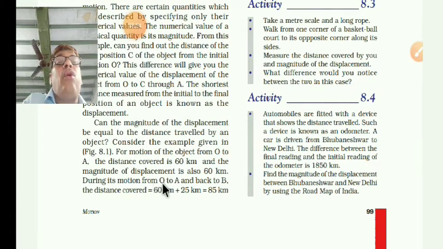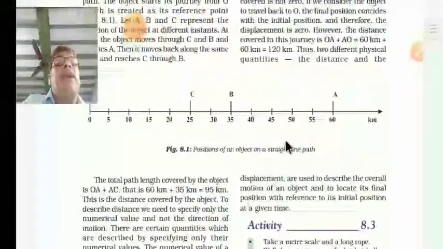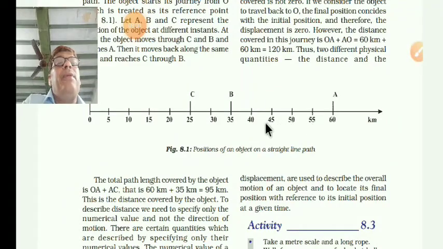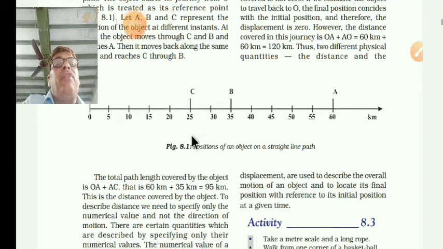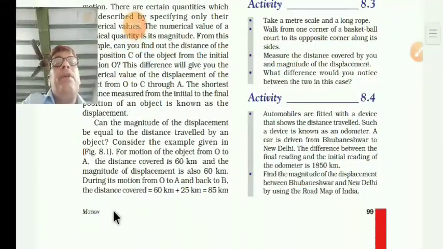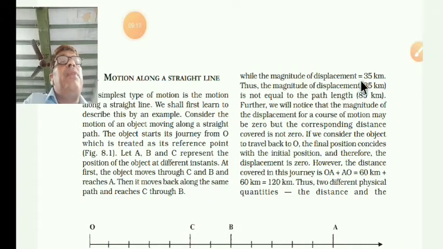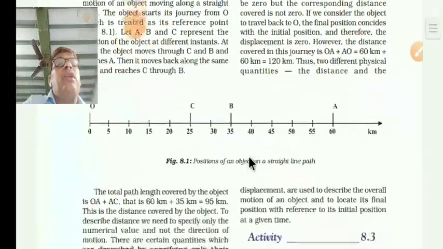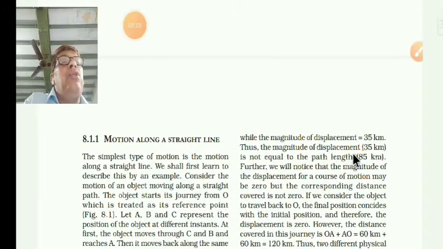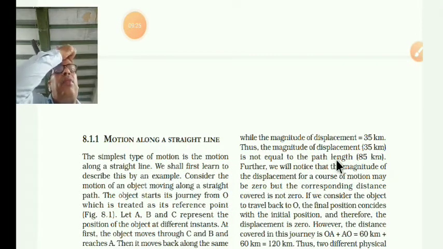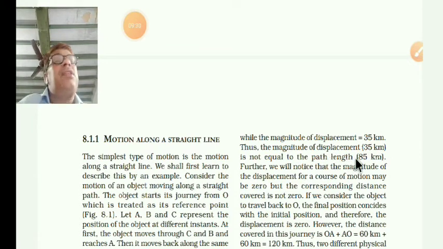During its motion from O to A and back to B, see here, back to B you came, here 5, 10, 15, 20, 25. The distance covered is 60 plus 25, only 85 kilometers. While the magnitude of the displacement is only 35 kilometers. Thus, the magnitude of the displacement is not equal to the path length. The distance is different, the magnitude is different. For the path you got the 85 kilometer answer, in the displacement you got only 35 kilometers.